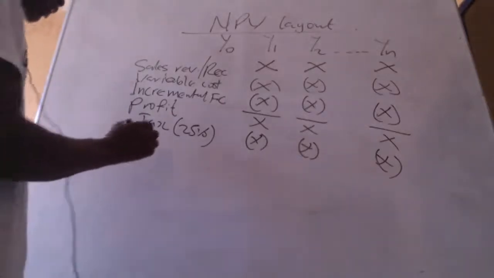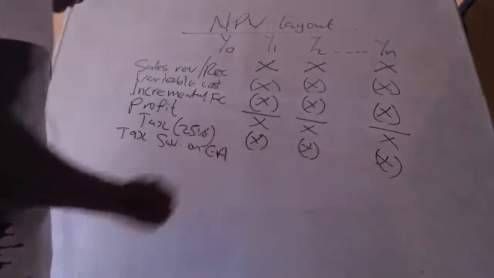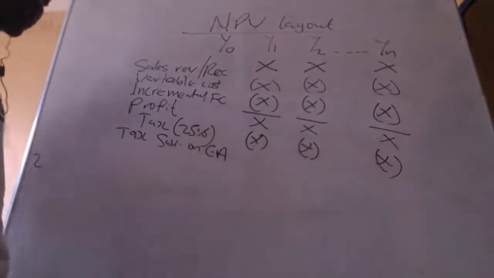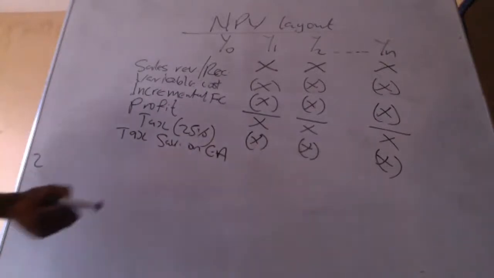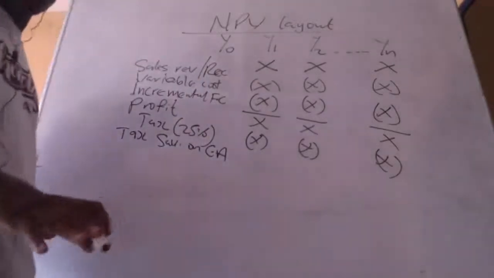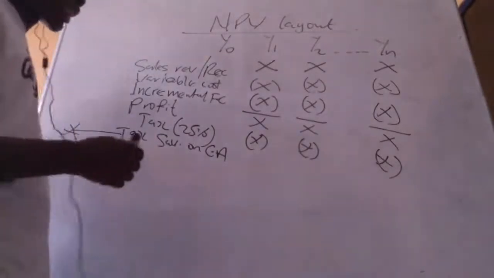Okay, right from tax. Then you say tax savings on capital allowance. That one we do working. So after the format, I'll pick each of the items one after the other and talk about it. One of the topical issues: tax saved on capital allowance.